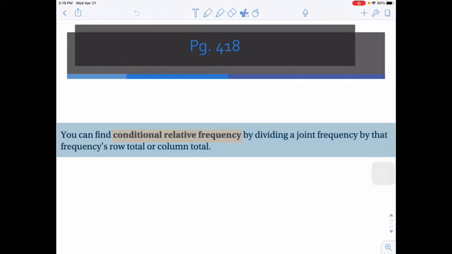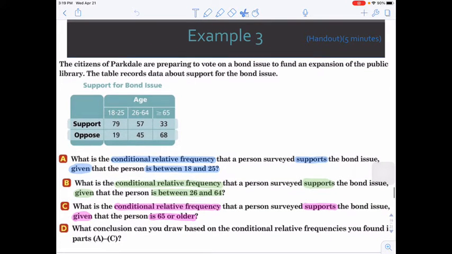Section 6.5 Example 3 on page 418 says you can find conditional relative frequency by dividing a joint frequency by that frequency's row total or column total. Example 3 says the citizens of Parkdale are preparing to vote on a bond issue to fund an expansion of the public library. The table records data about support for the bond issue.